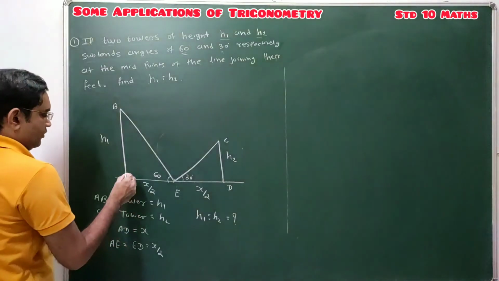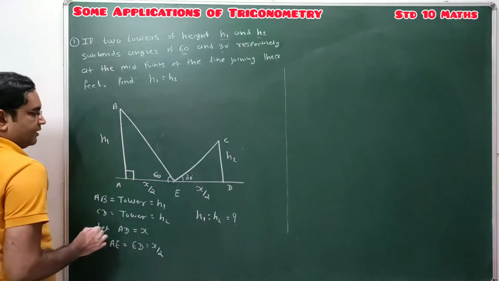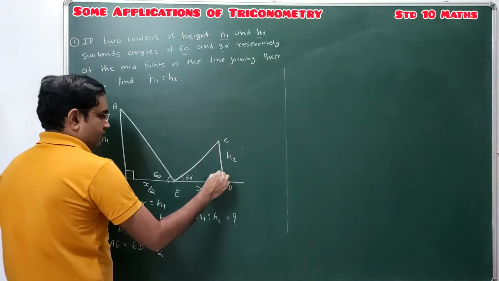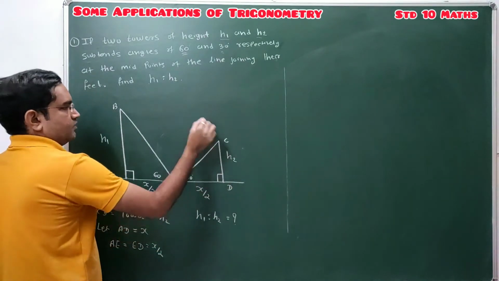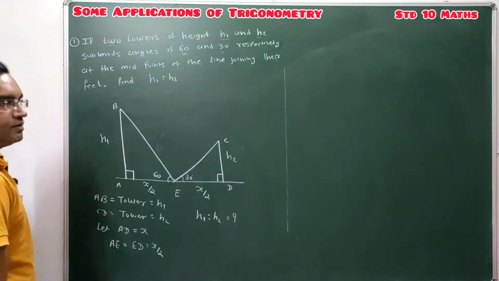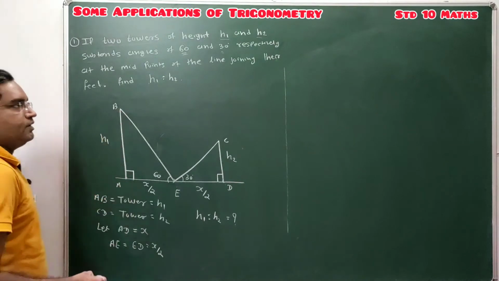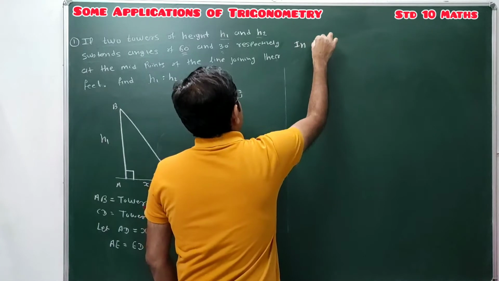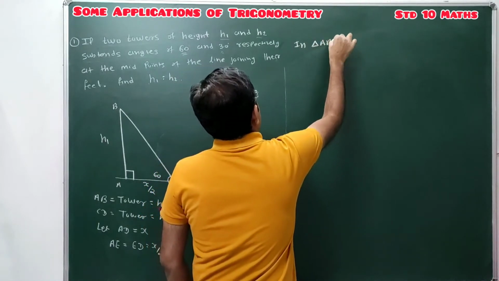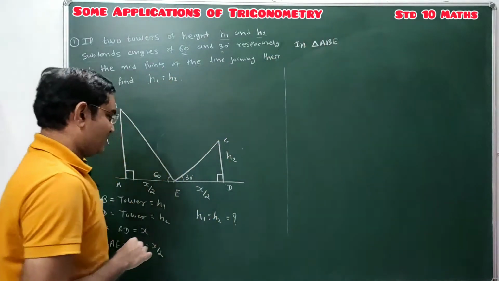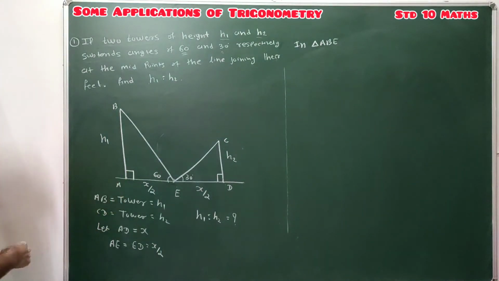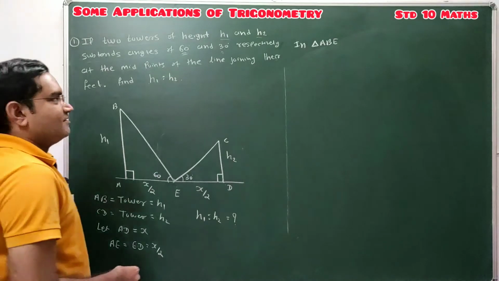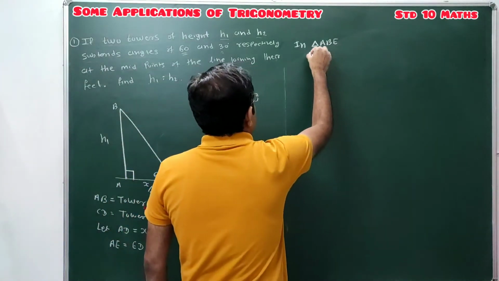So here you can find two right angle triangles. This is first right angle triangle ABE and this one is second right angle triangle which is EDC. So let's start with the first right angle triangle ABE. So in triangle ABE, angle A is 90 degree. Angle is given. So we will apply definition of tan 60.